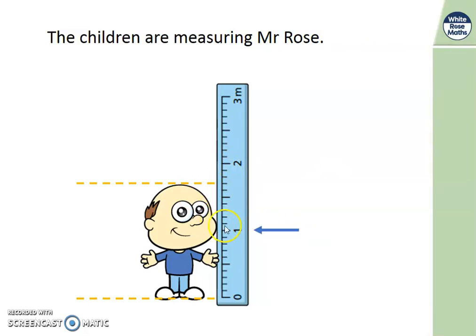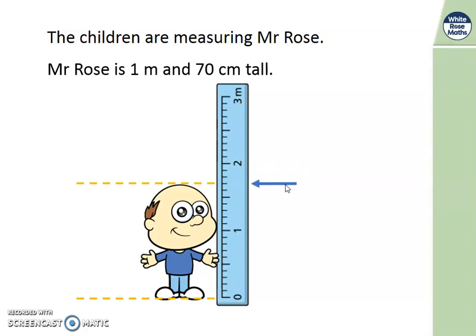So here is 1 metre, and we've got again going up in those 10-centimetre blocks. So that's 10, 20, 30, 40, 50, 60, 70. So here he is, 1 metre and 70 centimetres tall.